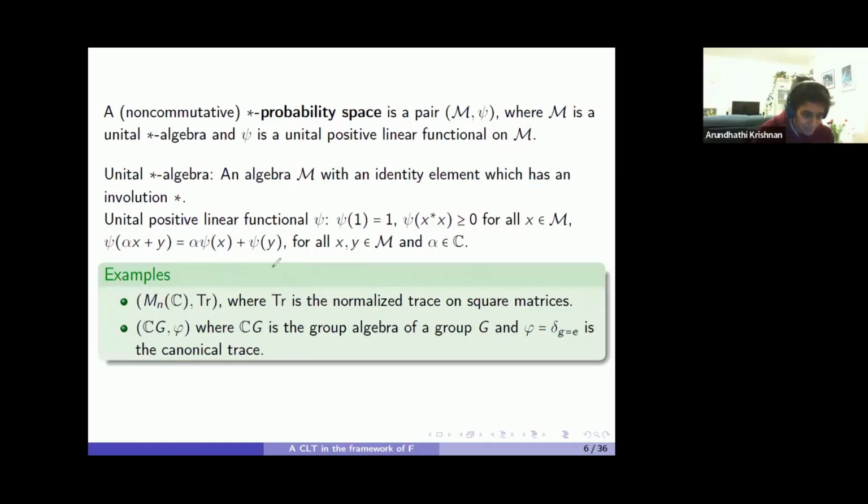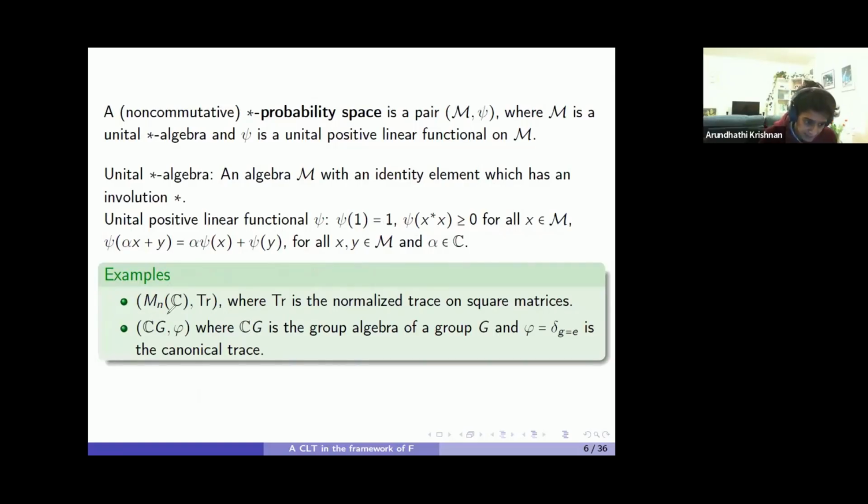Sorry. So unital positive linear functional means that psi is linear. Psi of the identity of M is 1. And psi of all positive elements which have the form x star x is greater than or equal to 0. So that's the positive part, the unital part, and the linear part. So the pair (M, psi) is what will now be a star probability space for us. And some important examples of star probability spaces.